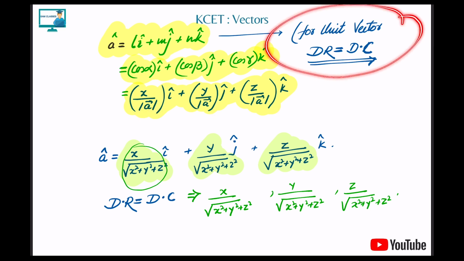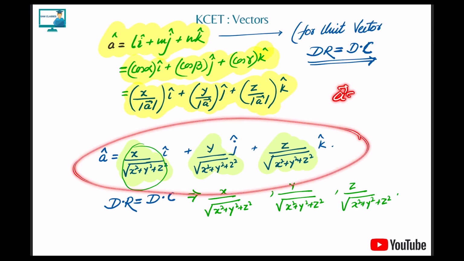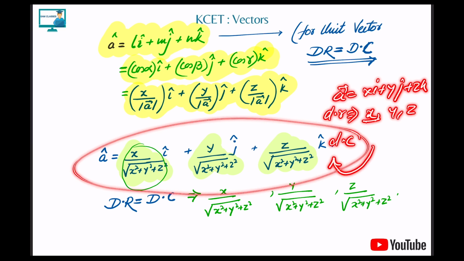So for a unit vector, very important, direction ratio is equal to what? Direction cosine. For a unit vector, direction ratio and direction cosines are the same thing. Now if any vector is given, a vector equal to x i plus y j plus z k, what will be the direction ratio? Direction ratio is simple: x, y and z. And direction cosines are each of these divided by the magnitude of a. That's it. Clear?